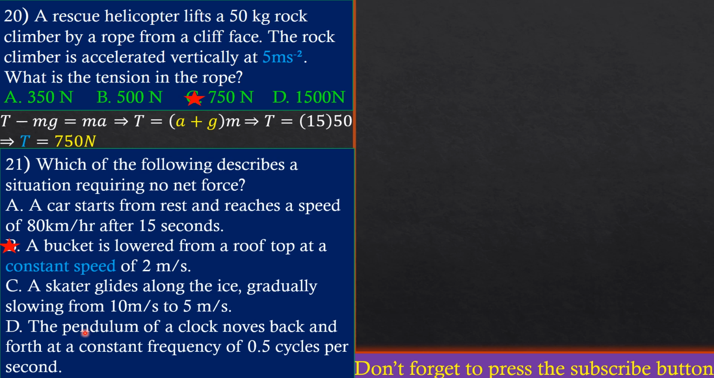Option D says that the pendulum of a clock moves back and forth at a constant frequency of 0.5 cycles per second. There is some angular velocity involved, there's some angular acceleration involved here, so it's not the best. So guys, let's look at question 22.